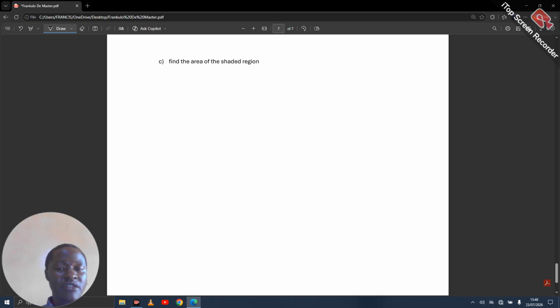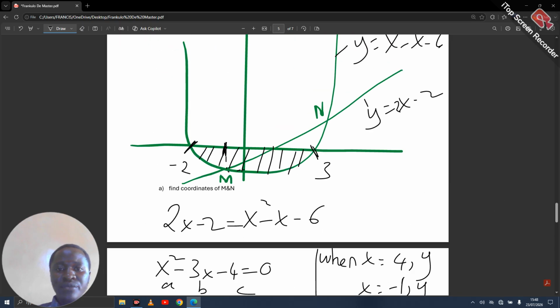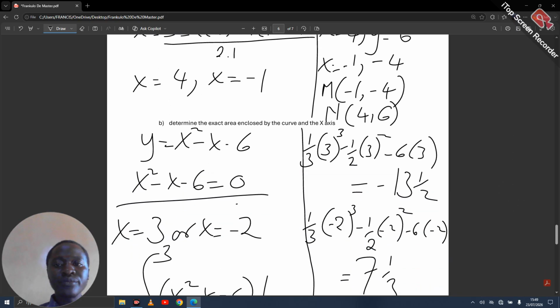Find the area of the shaded region. Our shaded region was this one, guys. Remember, these ones were not indicated. This black, I've just indicated that one for you. Now, the area that was shaded in this part was this one. This was the part shaded, guys.